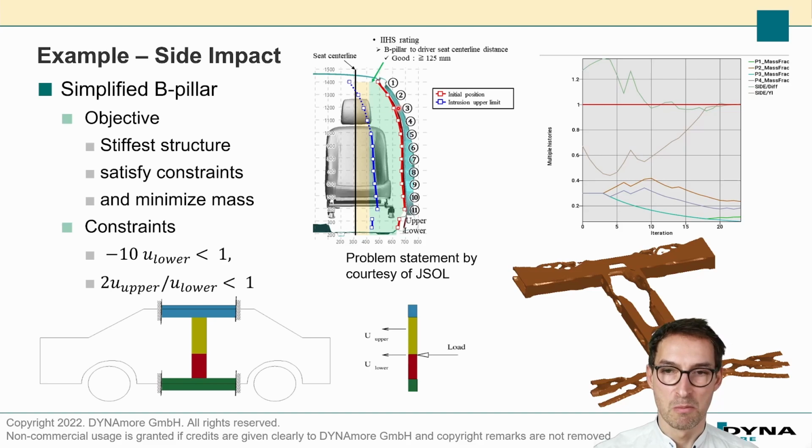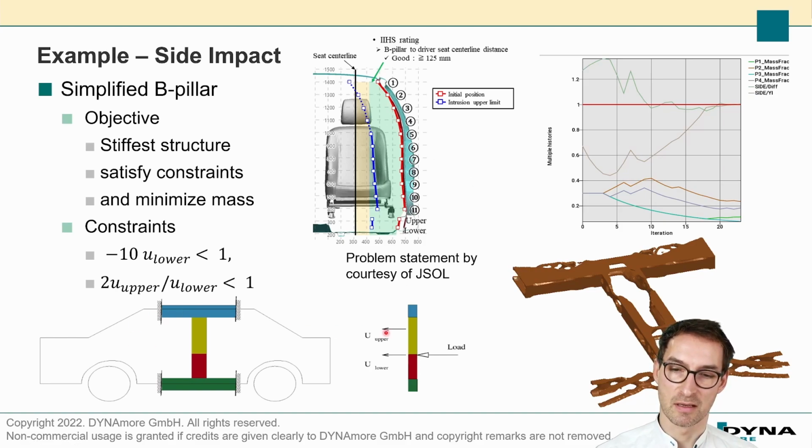And if the movement or the deflection is too high, then of course we will hit the passenger and then we injure the passenger. So this is the objective: stiffest structure, minimal mass. And we're going to satisfy the constraints, which are related to certain displacements. And then we can run the optimization procedure with a given load case. And then this is what we find.